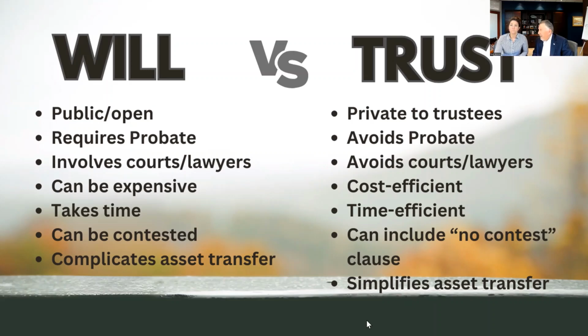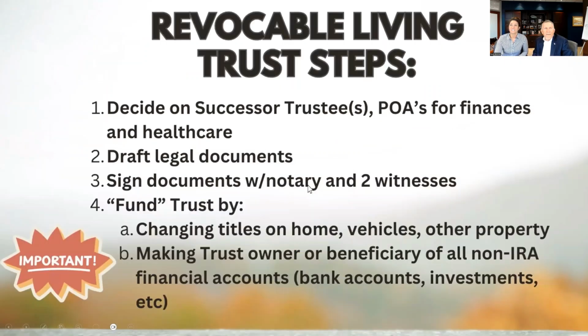So how do we set up a revocable living trust? That's what our next slide shows, I think. Yep. These are the steps to setting up a revocable living trust. So first off, you have to decide on who the successor trustee or trustees are and who the alternates are, and who the POAs, that stands for power of attorney, are for finances and for healthcare.